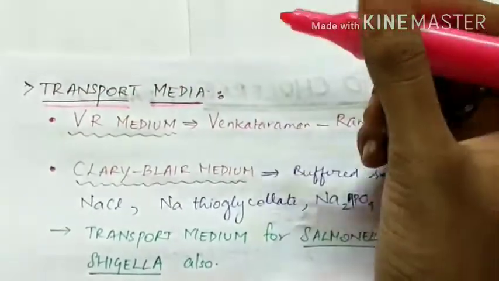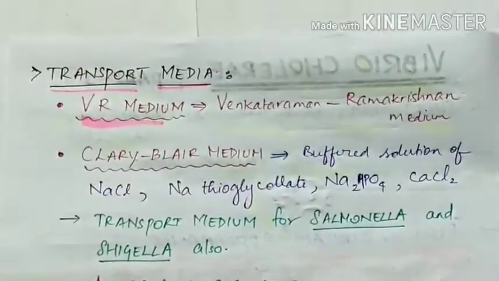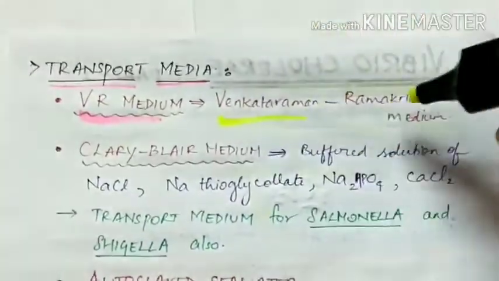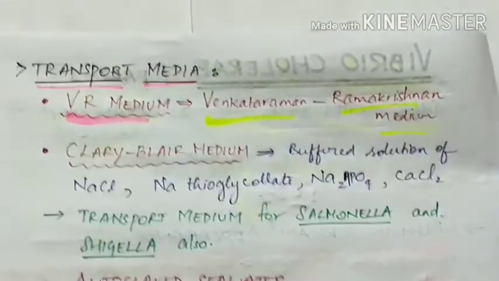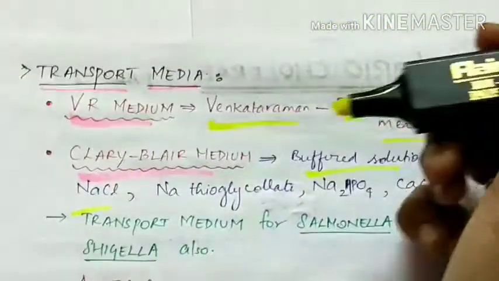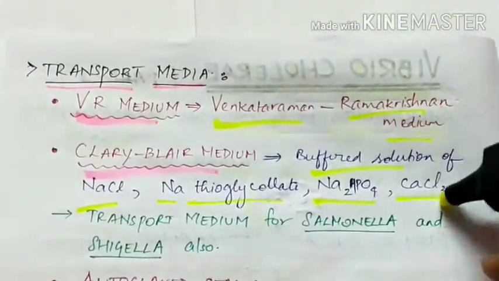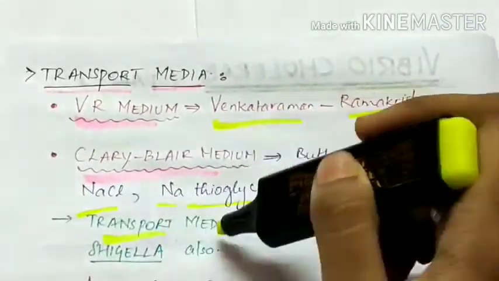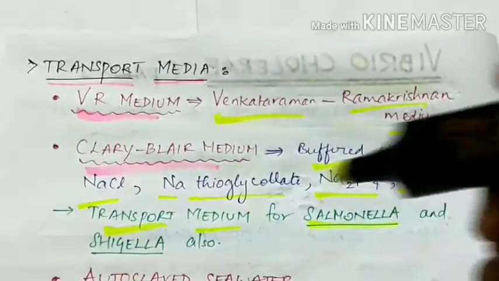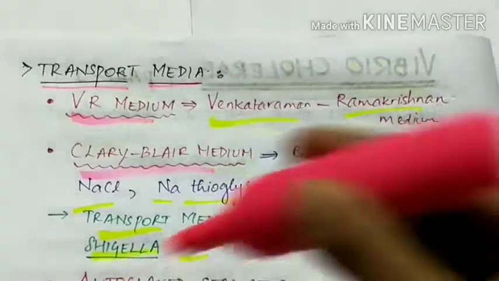Transport media. Three transport media can be used. First is VR medium. VR stands for Venkatraman Ramakrishnan medium. Next is Cary-Blair medium. This is a buffered solution of sodium chloride, sodium thioglycolate, disodium phosphate and calcium chloride. This Cary-Blair medium is a transport medium for Salmonella and Shigella also. The next transport medium is autoclaved seawater.